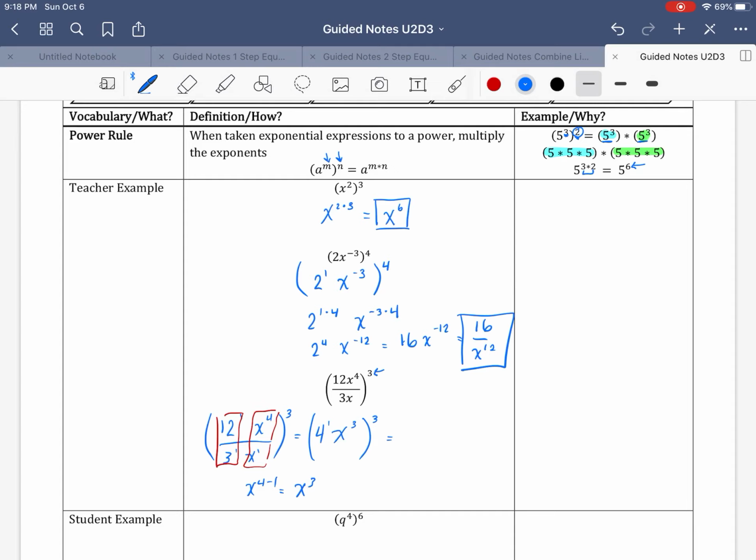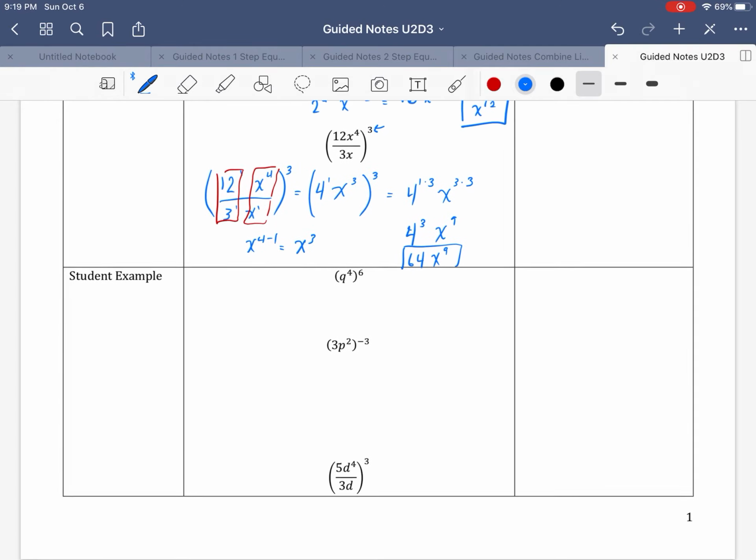So I can do 4, 1 times 3, x, 3 times 3, and I'm left with 4 to the 3rd power, x to the 9th power. 4 to the 3rd power I can actually figure out on the calculator at 64. 64x to the 9th is my final answer. So take a little bit of time to try your own student examples.